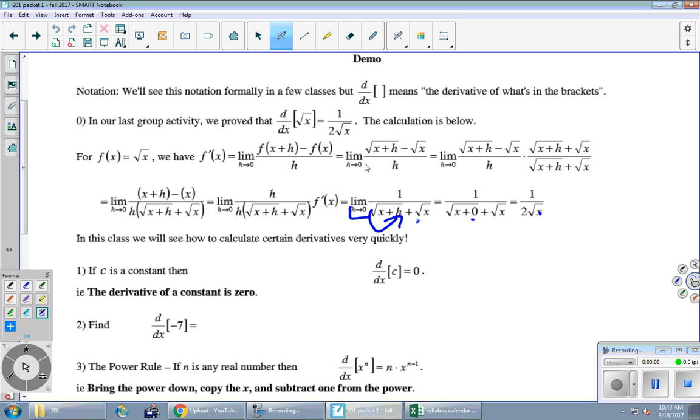So today, we see lots of shortcuts. The goal is to get to that answer, but maybe without going through all of this limit calculation and all of the algebra associated with it.